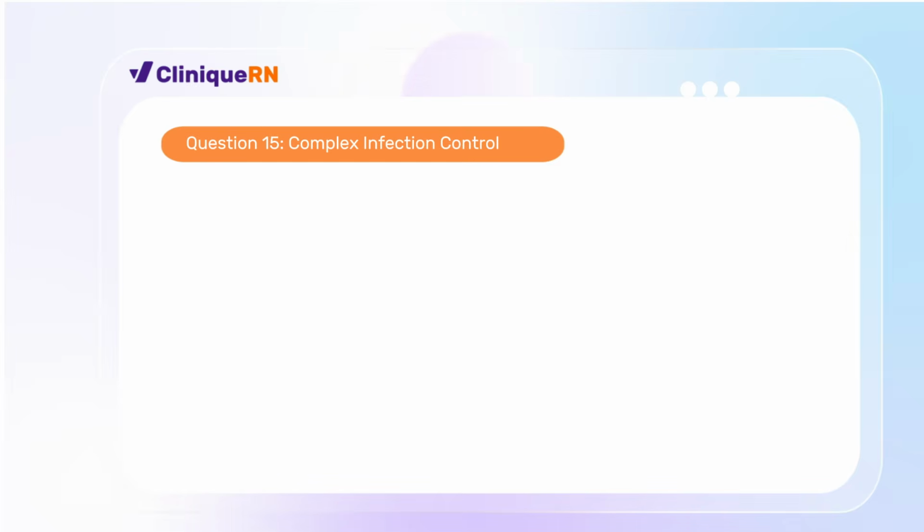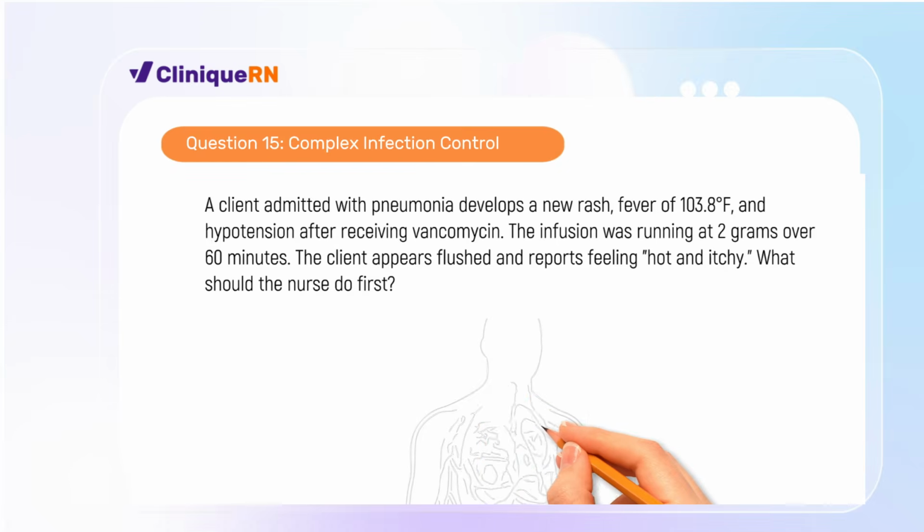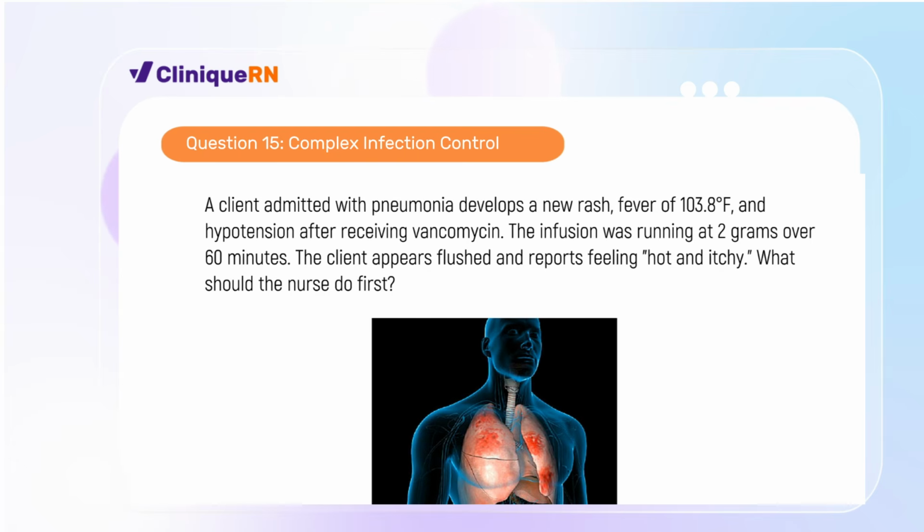Question 15. Complex infection control. A client admitted with pneumonia develops a new rash, fever of 103.8 degrees Fahrenheit, and hypotension after receiving vancomycin. The infusion was running at 2 grams over 60 minutes. The client appears flushed and reports feeling hot and itchy. What should the nurse do first?